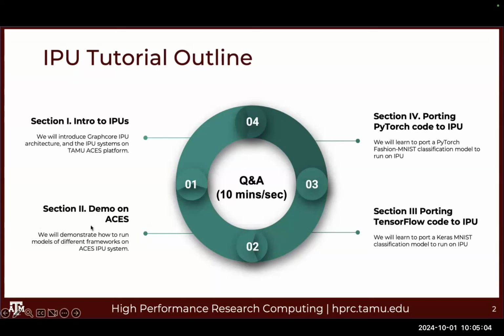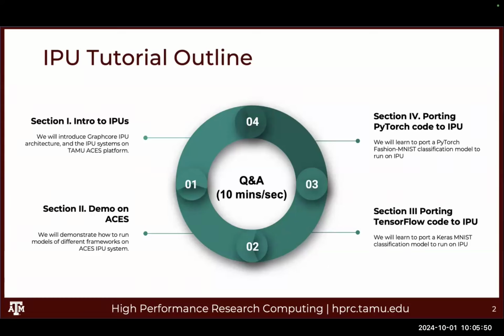In the second section, I'll be demonstrating on ACES how to run models of different frameworks with the ACES IPUs. The frameworks include PyTorch and TensorFlow. In the third section, I will teach you how to port a Keras MNIST classification model to run on the IPU. I will introduce several very standardized steps, so you can apply these steps to your own Keras model. We hope that you can run your own model on the IPUs as well.